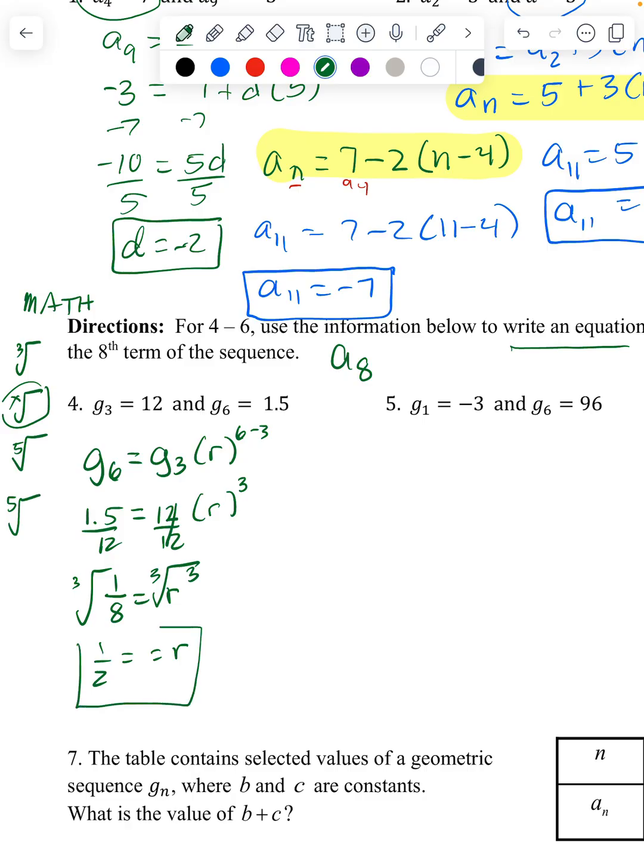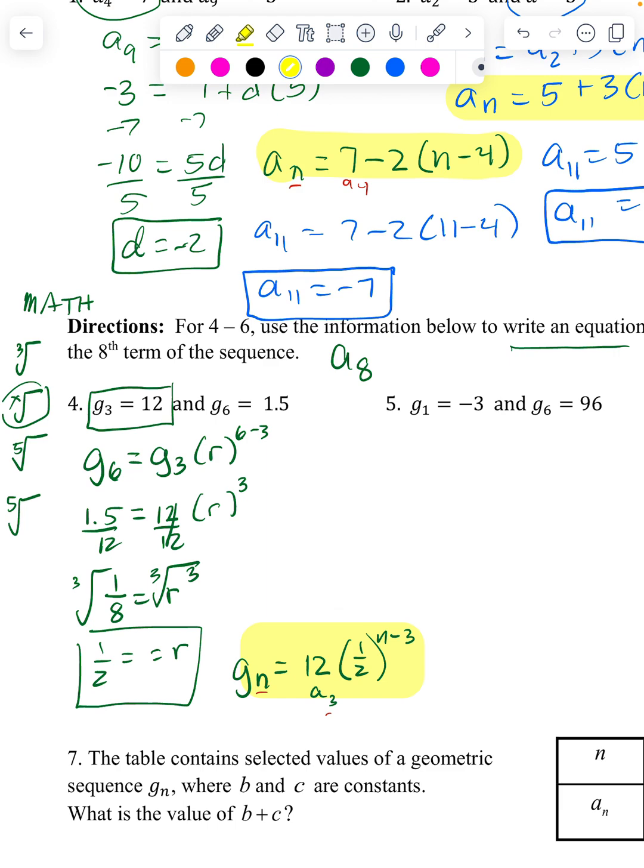So now I know this, which will help me build my general equation, any number that I want to find. And I'm going to use this as my start value, which is going to be 12. And then I'm going to put my r value in here. Since this was the third term, my power will be n minus 3, because just like with arithmetic, it's going to be the n you're looking for minus the subscript of the term. So this is my equation that they're looking for.